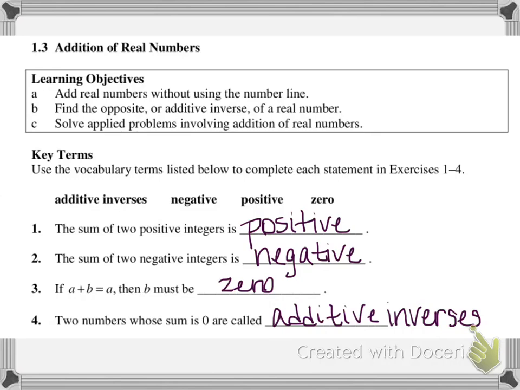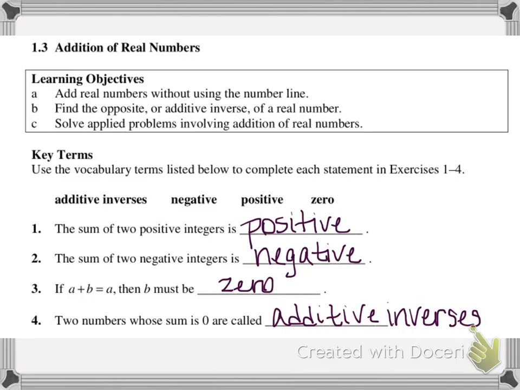So if you think of it in terms of money, if your bank account is overdrawn, you're negative. You spend more money, that's another negative, you stay negative. If A plus B equals A, then B must be 0, because if you have a number and you add something to it, but it doesn't change, the only number it could be is 0.